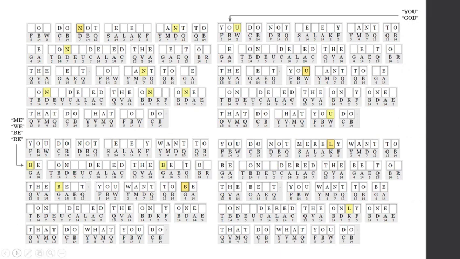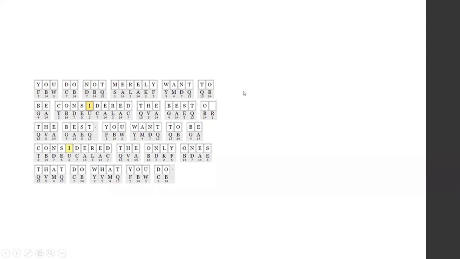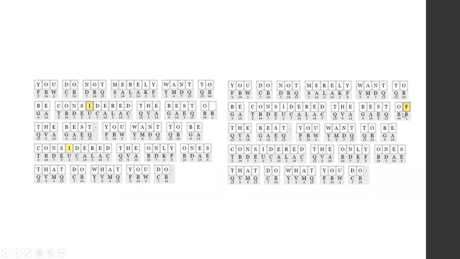So you fill in "considered," and then all you are left with is this one blank, and of course that is going to be "of," because the only other possibilities would be "or" and "on," and both of those, the R and the N, are already taken. So you do not merely want to be considered the best of the best, you want to be considered the only ones that do what you do.